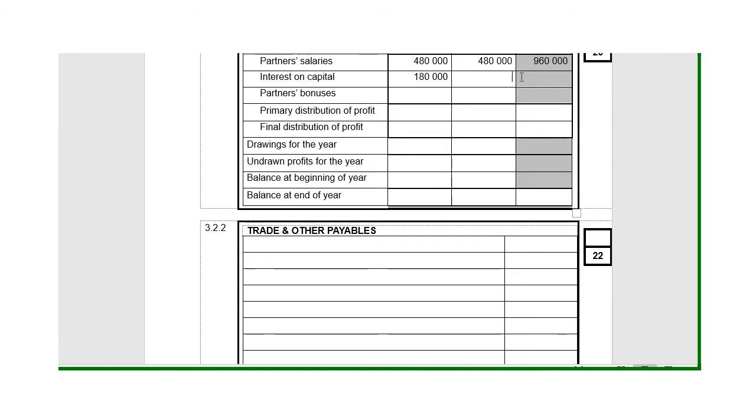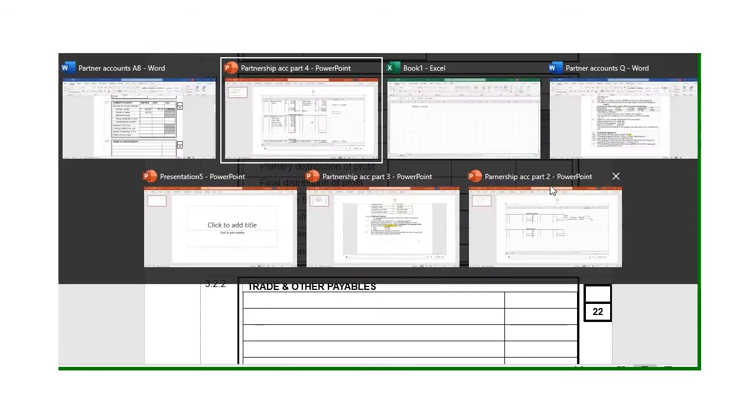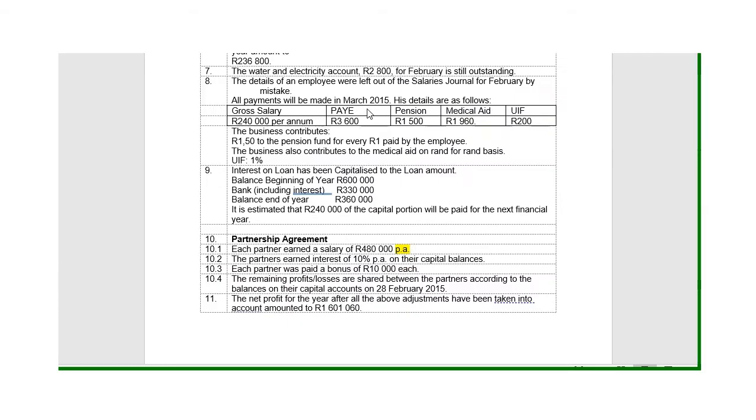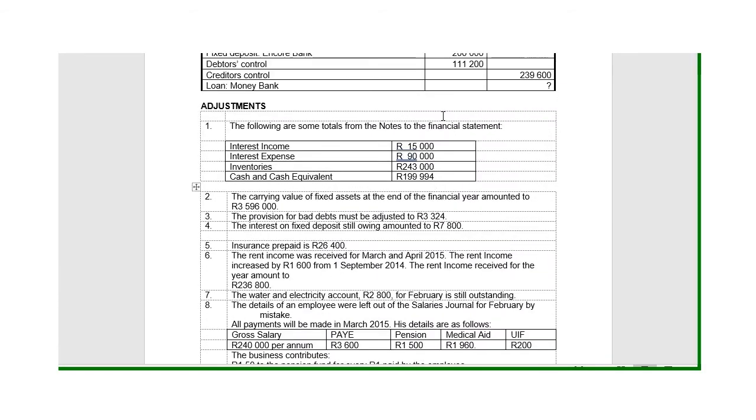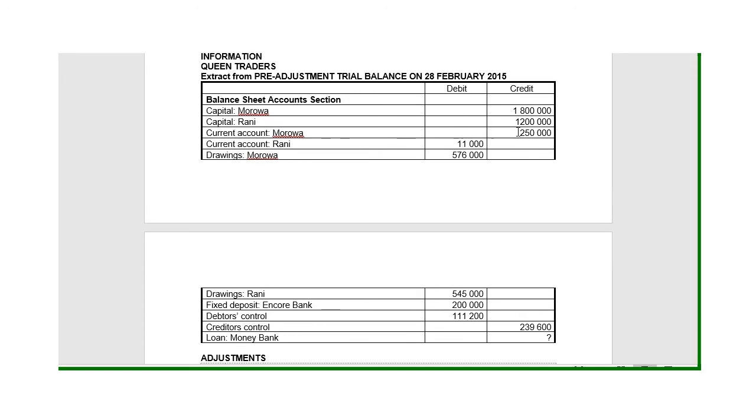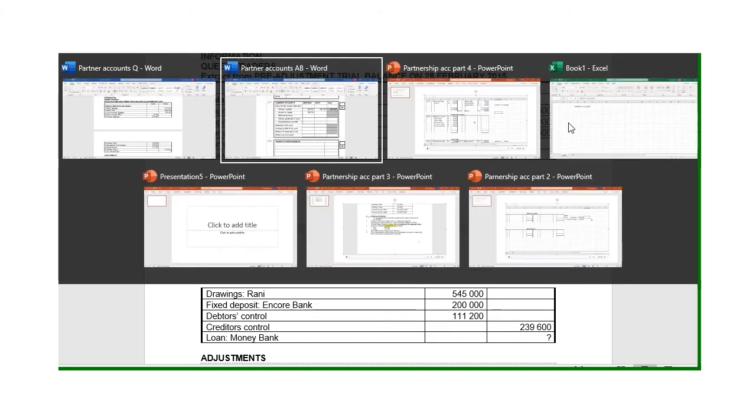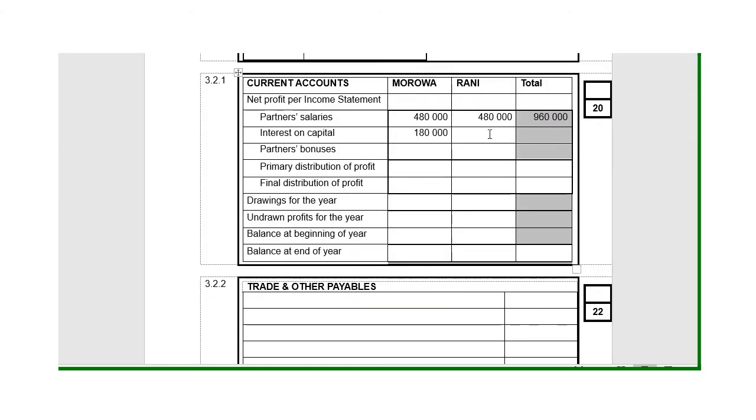And Rani had capital of 1.2 million, and he's also getting 10% interest, so 1.2 million times 10% gives me 120,000. So Rani's interest would be 120,000. The total for the two is 300,000.